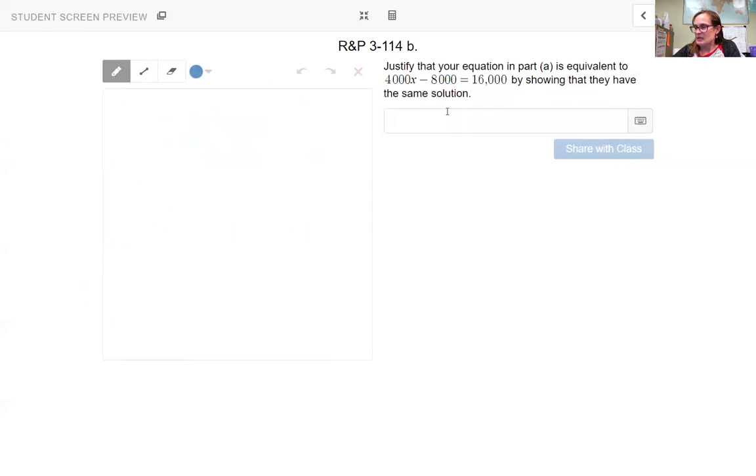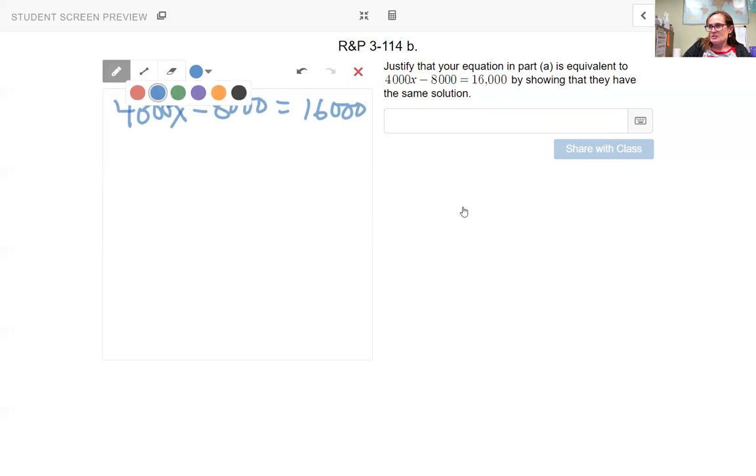Page 14. Justify that your equation in part 8 is equivalent to 4,000x minus 8,000 equals 16,000 by showing that they have the same solution. Okay, so we write down 4,000x minus 8,000 equals 16,000. All right, so we'll start by doing the same thing. We'll add 8,000 to both sides.